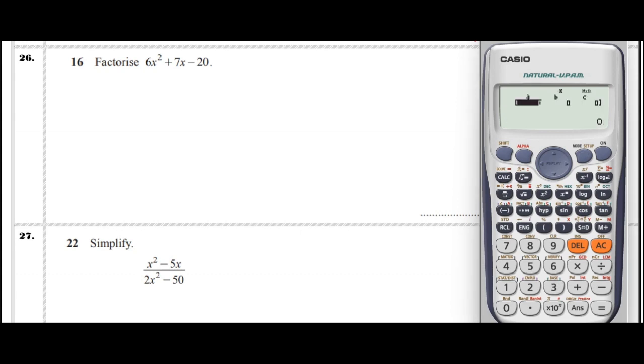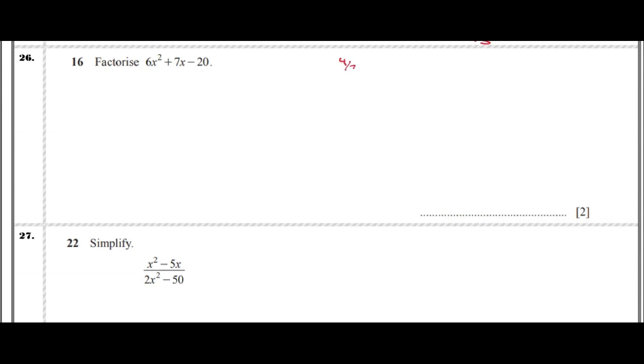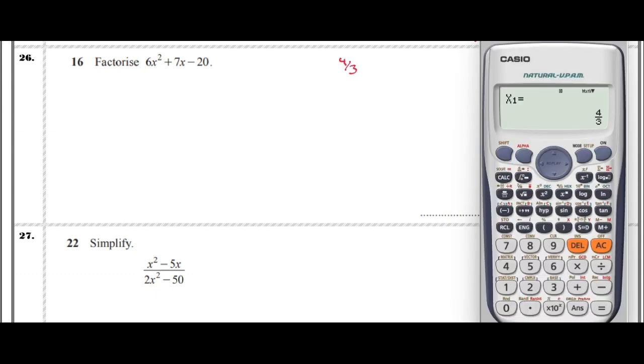The coefficient of x squared is 6. The coefficient of x is 7. The absolute term is -20. Equal. The final answers are 4/3. This is one answer. And the other answer is -5/2.